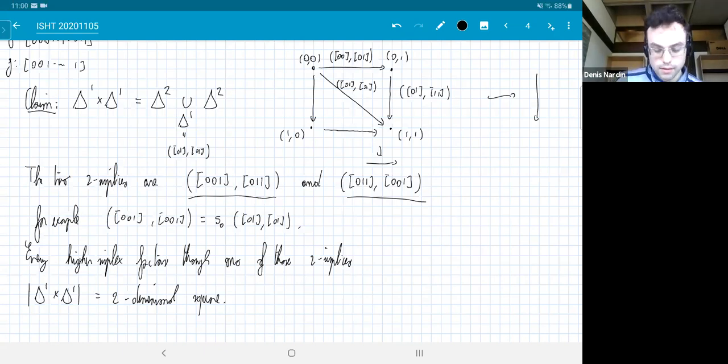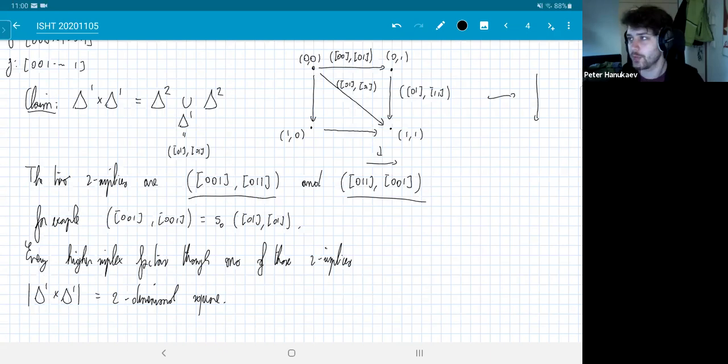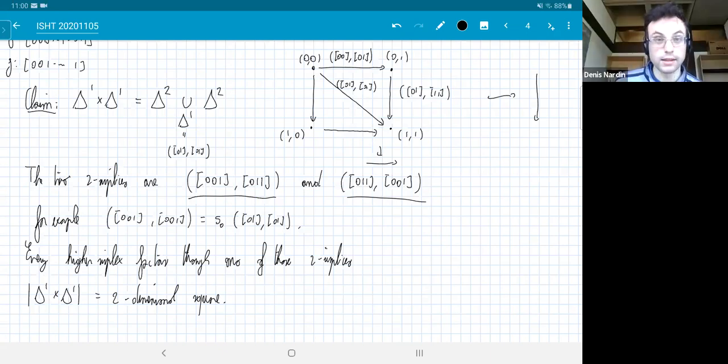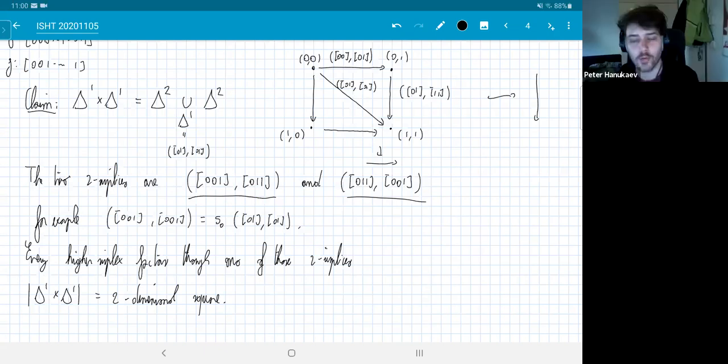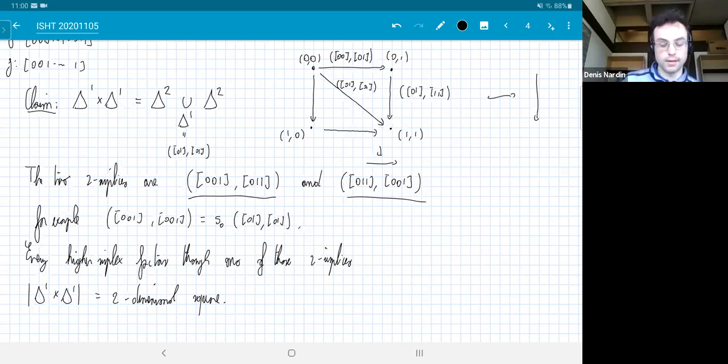I'm sorry to interrupt, but I think you have to be careful with that last claim because there could be simplices which are just generated by one point. They're still contained in one of these two simplices. Oh, maybe right. I'm not saying exactly one. Oh, right. Okay. Sorry. In fact, I'm not saying it's a disjoint union. I'm saying it's a pushout. Okay. All right. Thanks. Sorry.